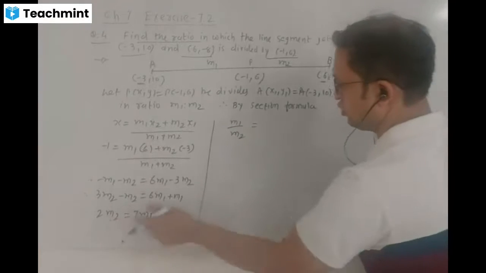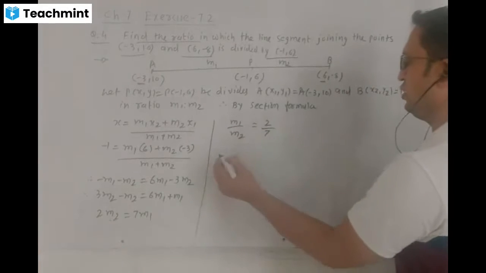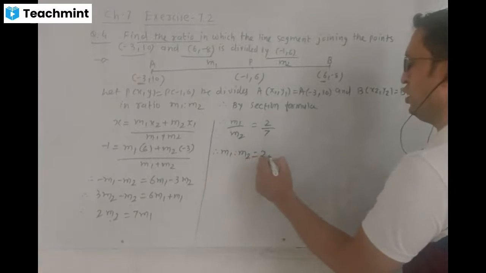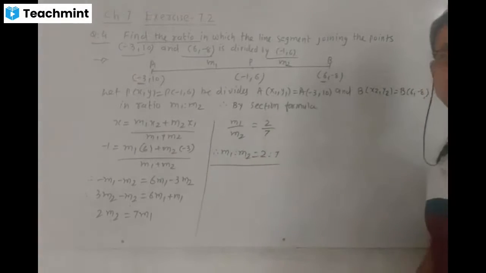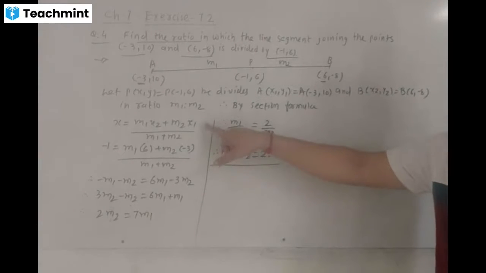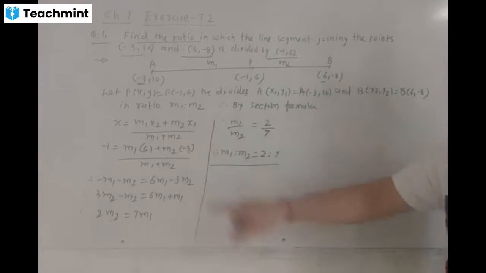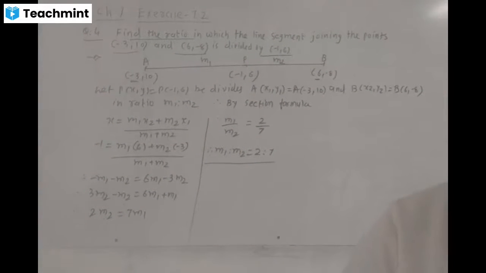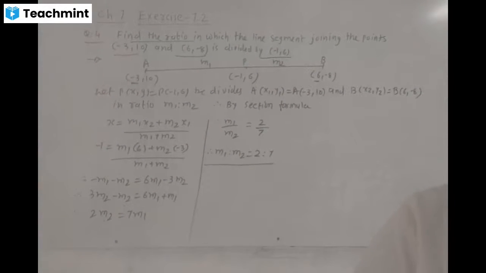m2 multiply with 2, that is 2 is to 7. Therefore, m1 ratio m2 is equal to 2 is to 7. Either we put the value in the y form, y is equal to (m1 y2 plus m2 y1) upon (m1 plus m2), then we find the same ratio. Then we apply the formula, either x or y formula. Okay, clear?